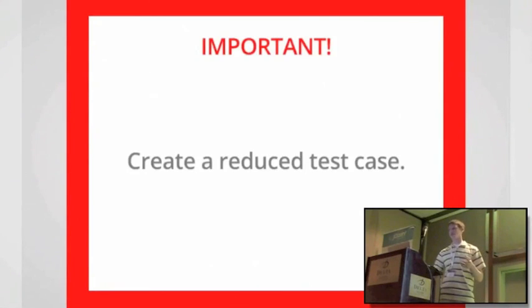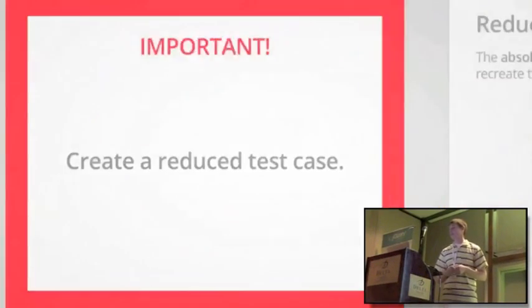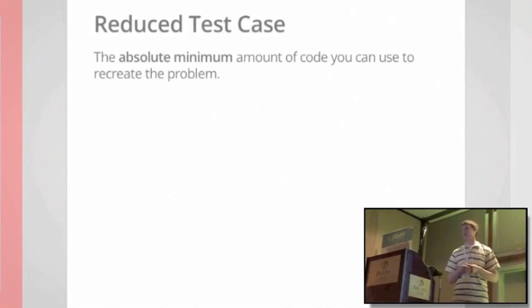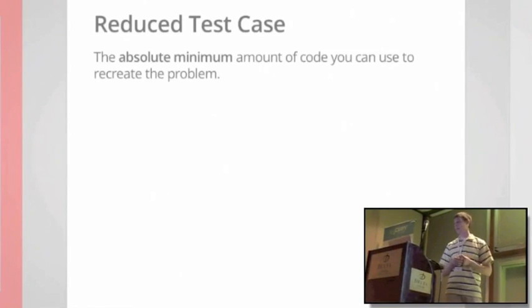So your next and most important step, important enough for me to give it a red border, is to create an actual reproducible test case. And what that is, is the absolute minimum amount of code that you need to recreate the problem.